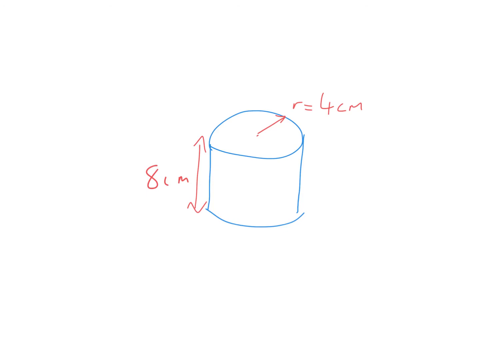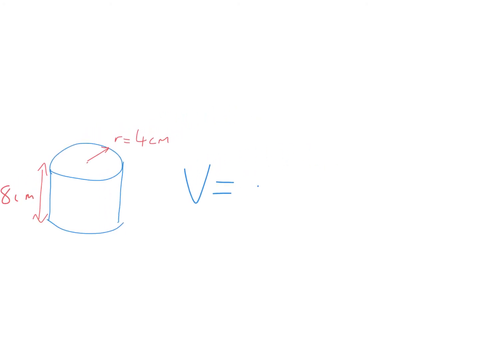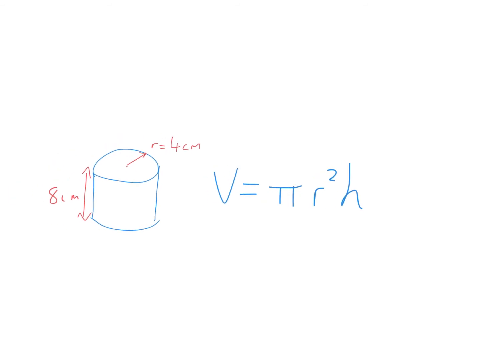Okay, now we can have a look at our cylinders. So the formula for a cylinder to calculate its volume is: volume is equal to pi r squared times h. Now if you are pretty sharp, you might have noticed that pi r squared is the formula for the area of a circle. So what we're doing is finding the area of the top and multiplying it by how far down it goes. So pi r squared and h.